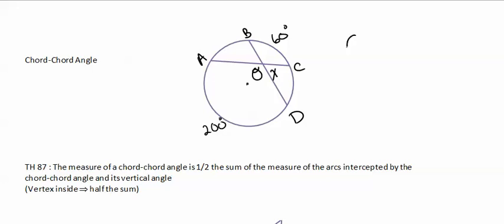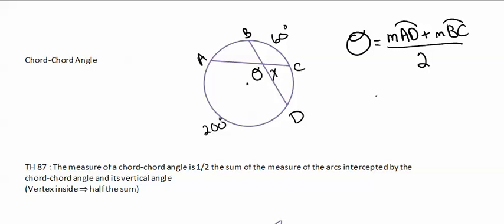Well, to find what theta equals, you basically just take the measurements of the arcs and average them. So we'll take the measurement of AD plus the measurement of BC, divided by 2, which is 200 plus 60, divided by 2, which happens to be 130 degrees. So theta right here will be 130 degrees. And since x is supplementary, angle x would be 50 degrees.